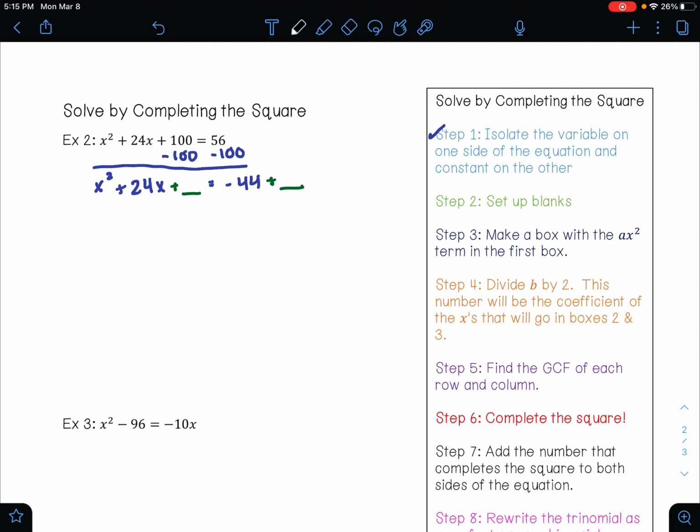From here, we want to complete the process of completing the square. So I'm going to go ahead and draw my square. First term goes in the first box. And so I want this to be a square and not a rectangle, meaning I want this side length to be the same as this side length. So to do that, I'm going to have to divide this term by 2. 24x divided by 2 is 12x.